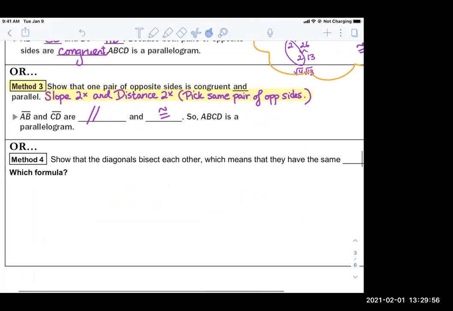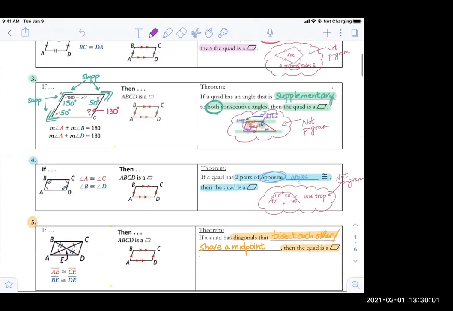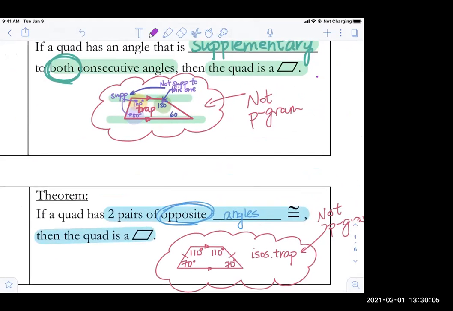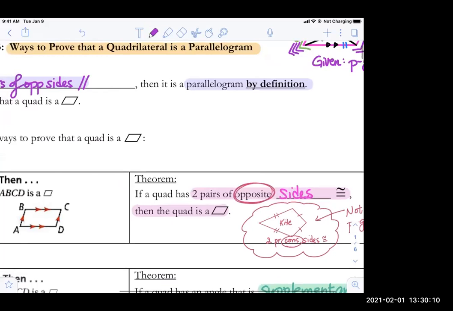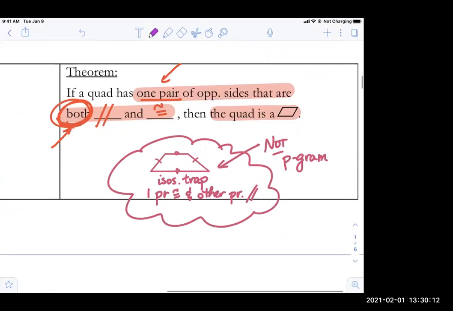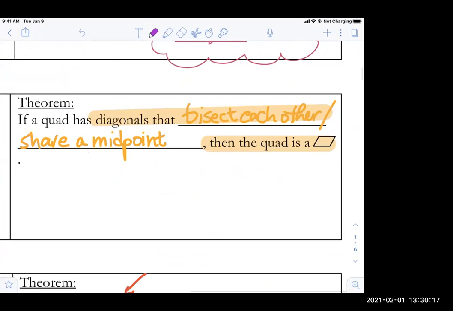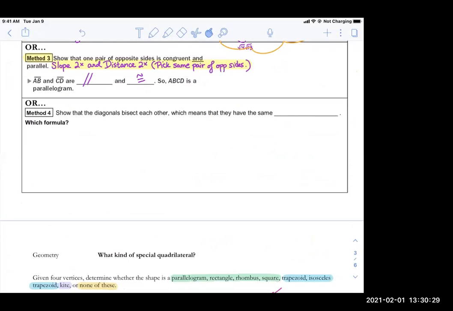Okay, and then the last way, because with the different ways of proving parallelograms, we don't really have a formula that helps us much with showing angles congruent or supplementary. So we're really focusing on sides being parallel or congruent, and then the one that mixes parallel and congruent. And then the last one that we're using formulas for is to show the diagonals bisect each other. We don't really have a way to show angles congruent using formulas.